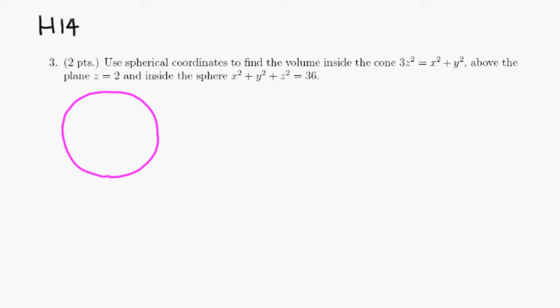Then we would have the x-axis coming out like that, and this is 6, and the y-axis coming out like that, so that's the y-axis, and the z-axis coming out probably like that. So that's 6 right there. So that's the z-axis. Then we have a cone.